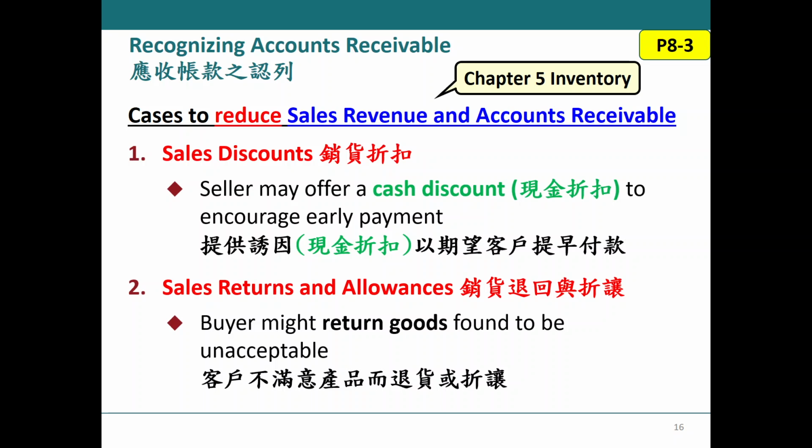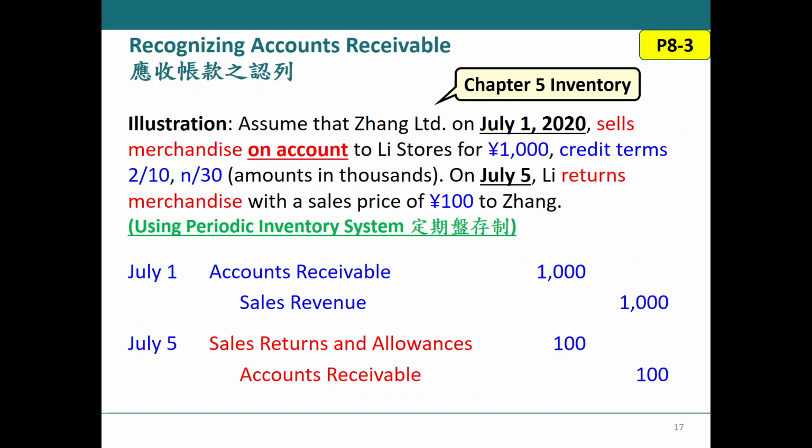Also, sales return allowances is what? The customer returns the inventory back to you, right? So they also will make your revenue decrease. Remember that from your chapter 5, okay?